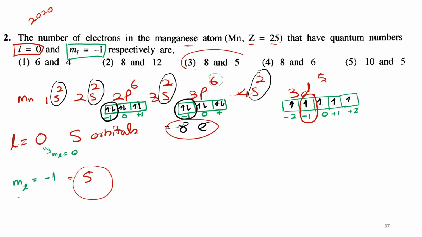So what is your answer? That is going to be your answer, option number three. So these are actually very easy scores you can get.